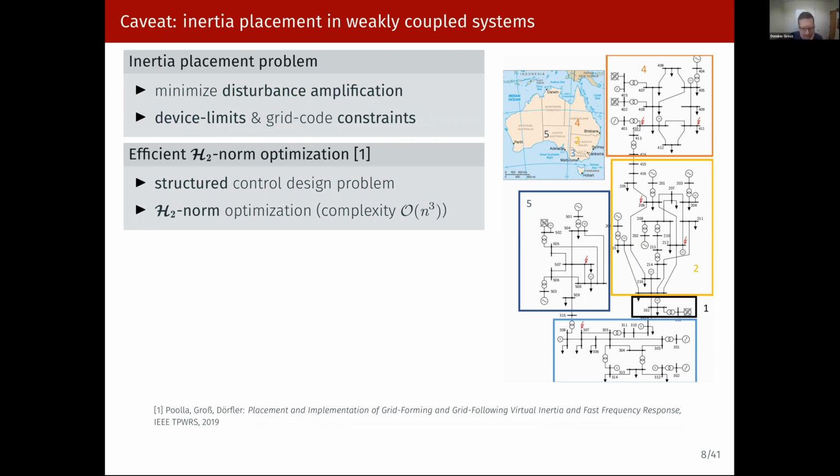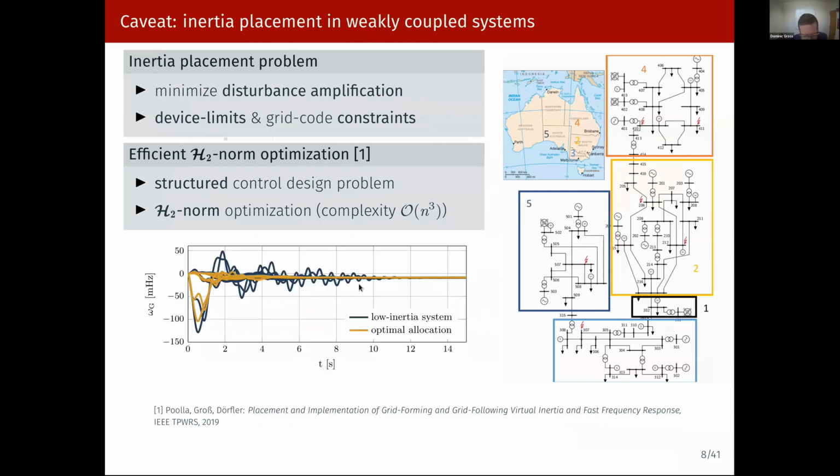And here's the result. The key point is maybe not what this looks like. So you see here the frequency at different buses. And the original system, after retiring a few machines, are these blue curves here. So this is the response to a load step. You see it's fairly ill-behaved and oscillatory. And then if you optimally place different inertia devices in the system, you get the yellow or orange response, that's relatively well-behaved.